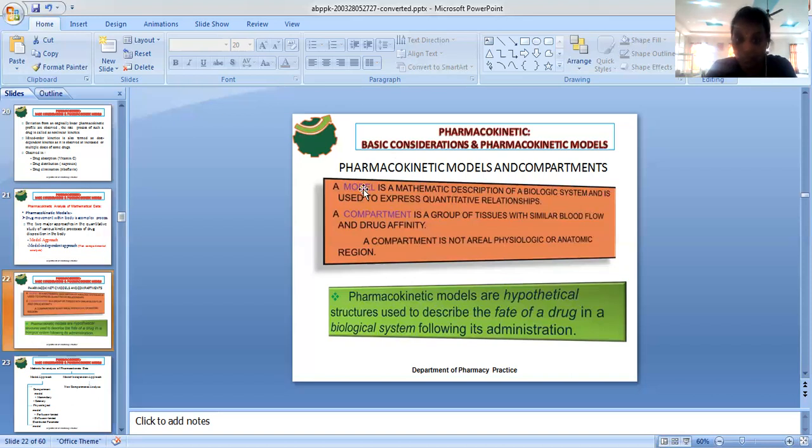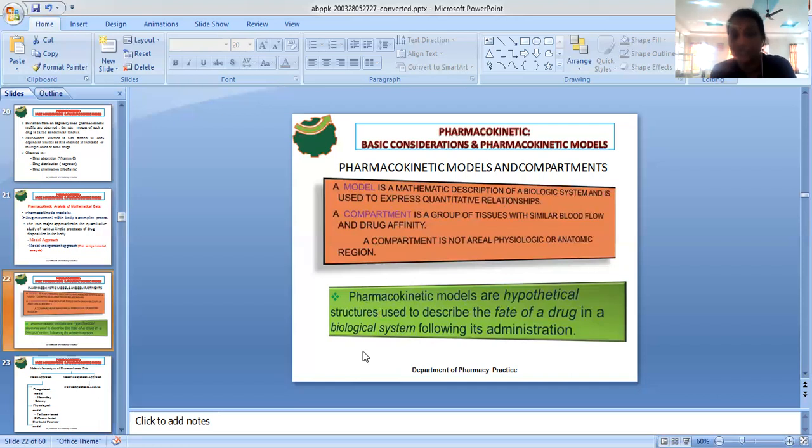Here the model is the mathematical description. What does the pharmacokinetic model mean? It is a hypothetical structure only. In order to make a quantitative estimation or to explain the disposition process or absorption process in our body, some assumption is made. That means it is a hypothetical structure only.